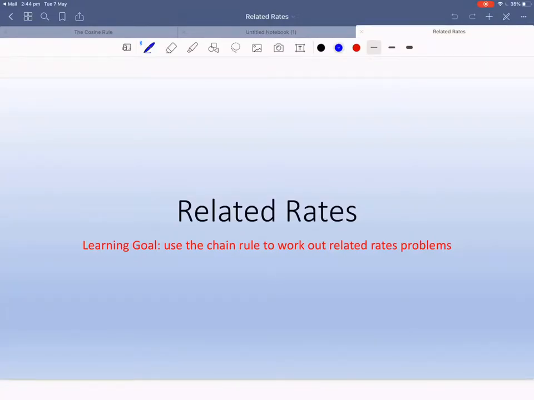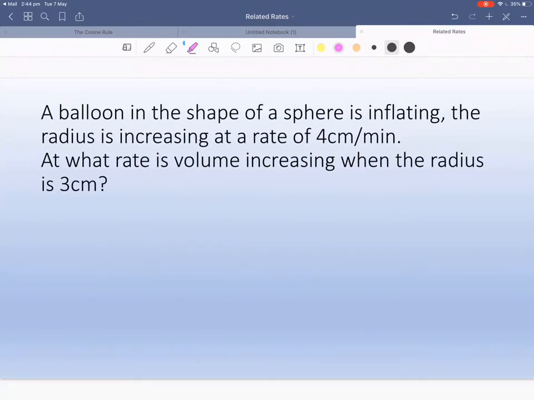All right, so this lesson is on related rates, and the key thing here is to use the chain rule to work out related rates problems. Okay, so in reality, that's the key, the chain rule. Okay, so let's have a look at a couple of examples and see how this works.